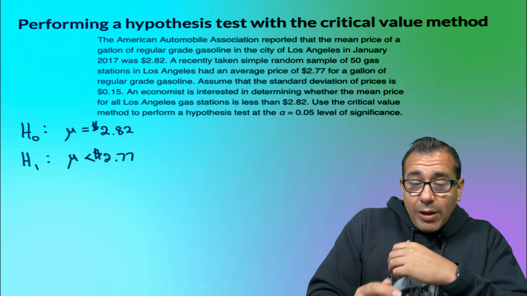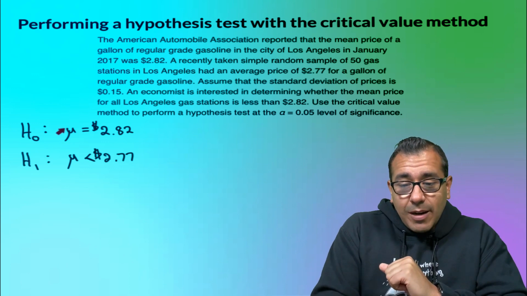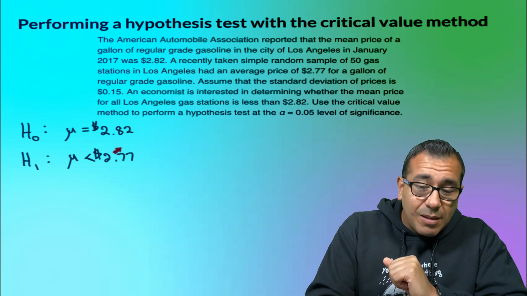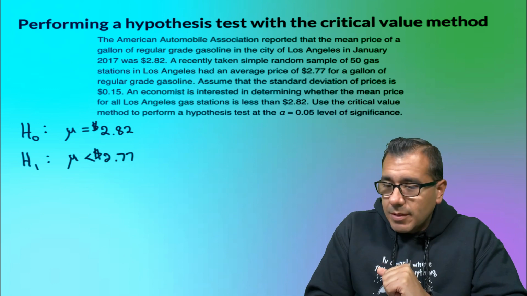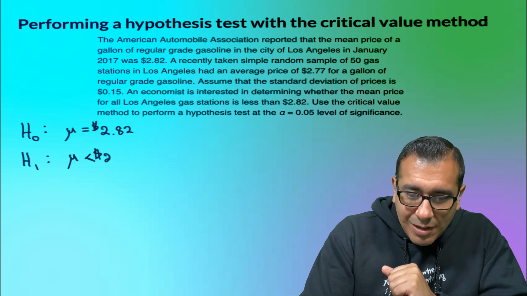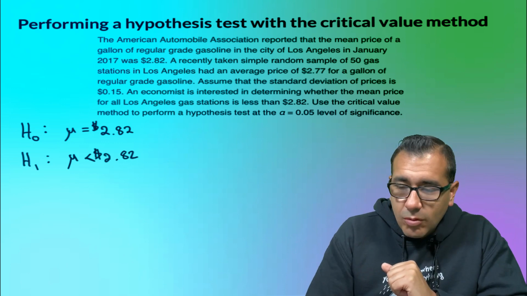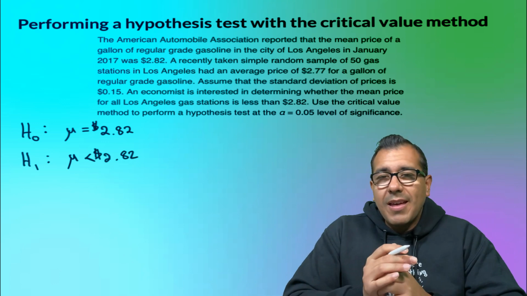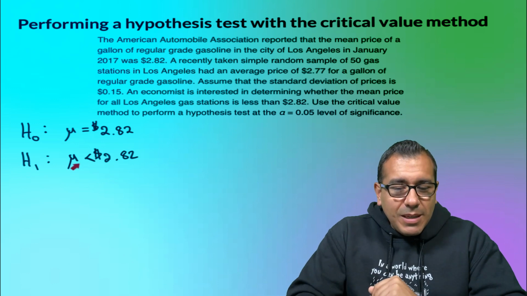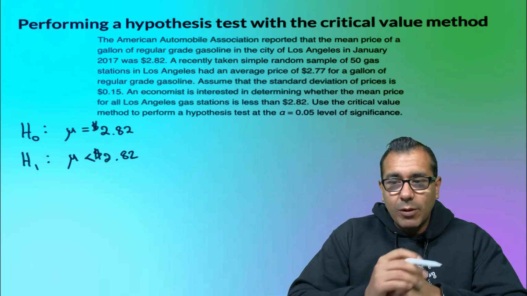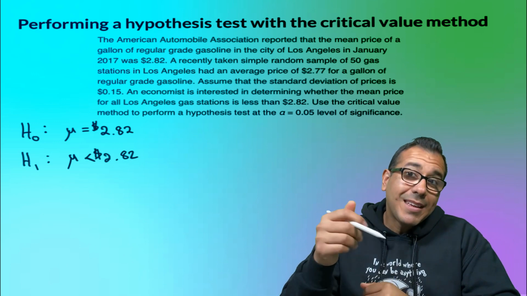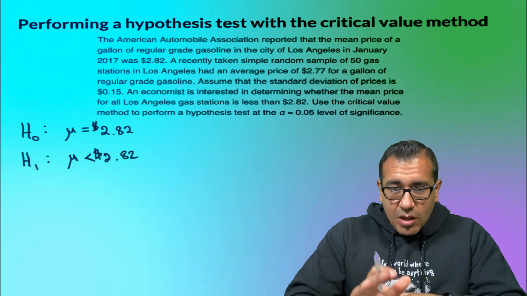If we have enough information, we're going to reject the null hypothesis and say we have enough evidence to show that the mean is actually less than $2.82. That's what we're trying to show. The $2.77 that I accidentally put there came from our sample, and that gave us the idea that the mean is less than what we're claiming. We're not saying it's $2.77. That's just pushing us in the direction to say I think it's less than that.